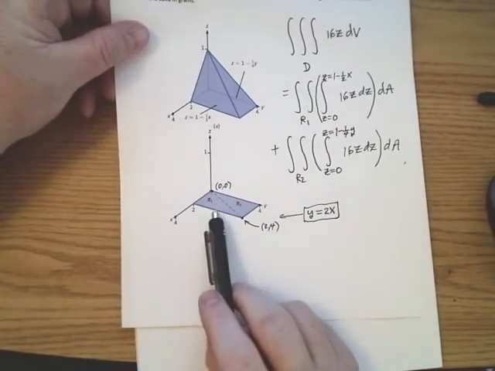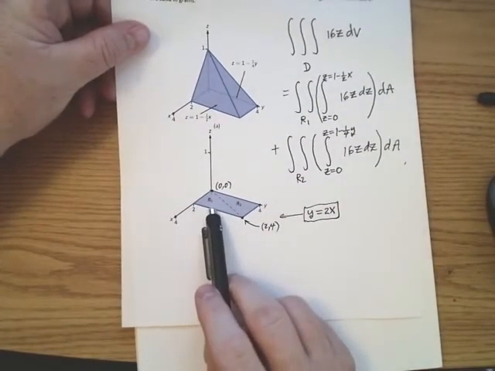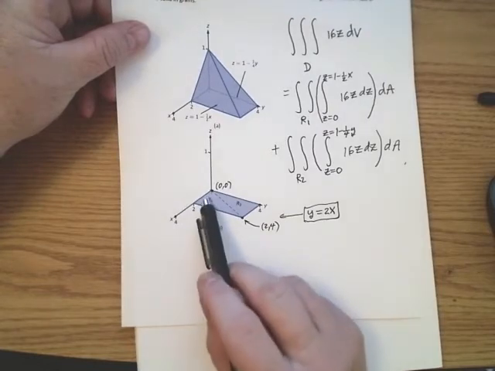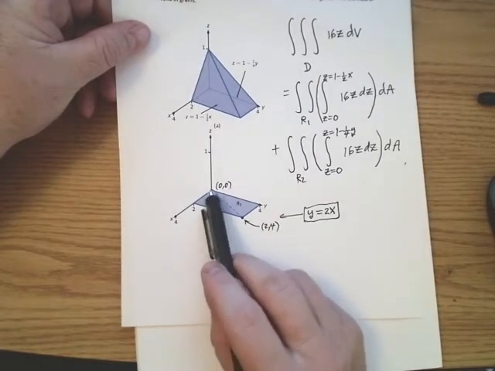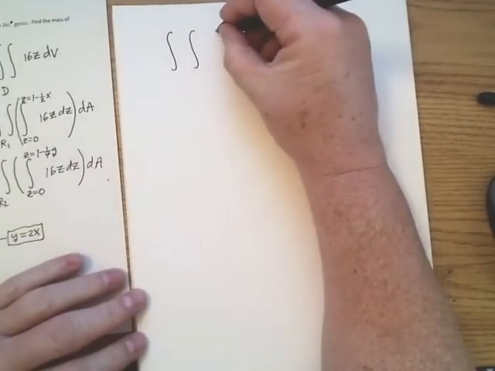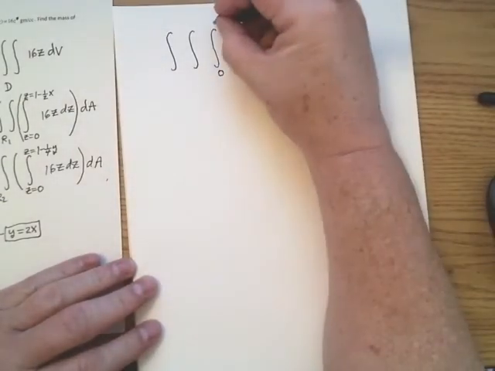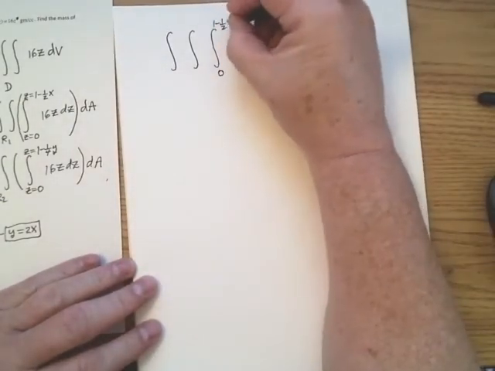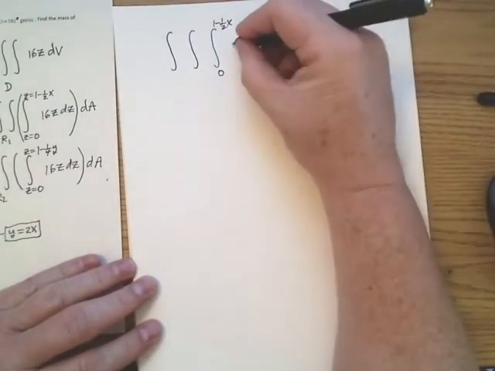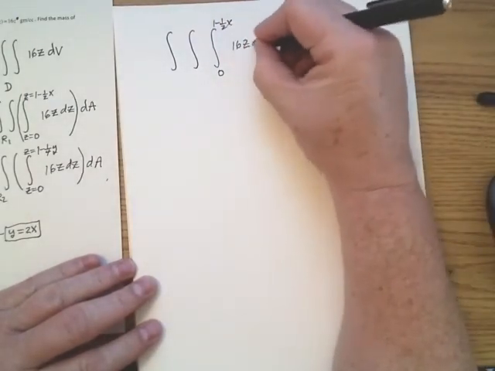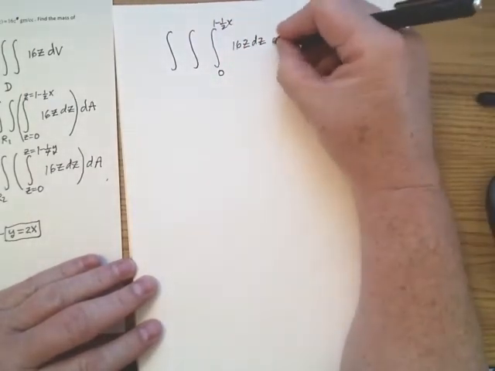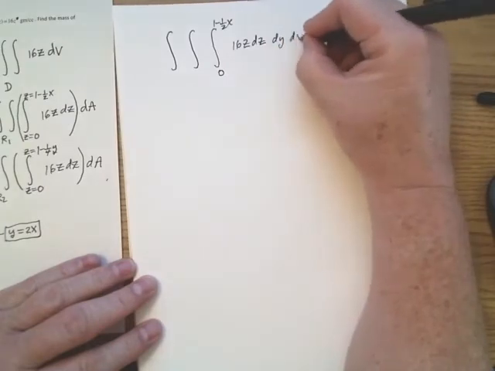Integrating over R1 here, I think I will integrate in the following way. I'll integrate with respect to y first and then with respect to x at the end. So here comes my triple integral. Now this first part is just a copying exercise. Z goes from 0 to 1 minus 1/2 x, and this was 16z dz. Then I said the y direction, then the x direction.